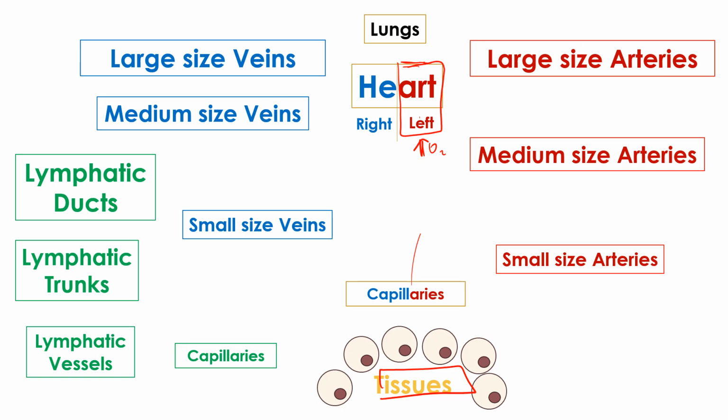So the left side of the heart pumps oxygenated blood through the large size arteries. What is the biggest artery in our body? The aorta. And as you're going to see, the aorta is the largest blood vessel. Then the aorta starts branching into smaller vessels, and those small blood vessels become even smaller and smaller. They become smaller as they move away from the heart, and they're going to be extremely tiny when they reach the tissues, when they reach your organs.